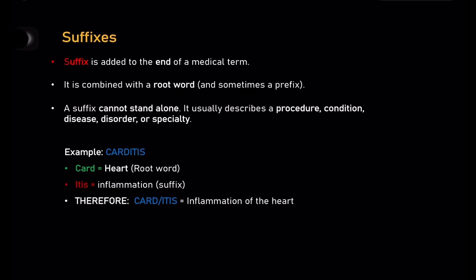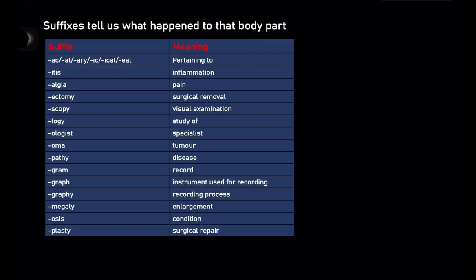Let's look at an example. Carditis. So we know what card means. Cardio or card refers to the heart. It's the root word because it's giving us the location. Itis is the suffix, all right? And itis refers to inflammation. So what does carditis mean? It simply means inflammation of the heart. So you see how easy that is.